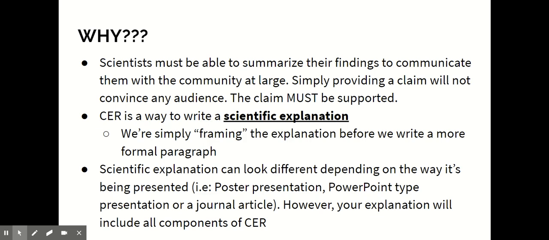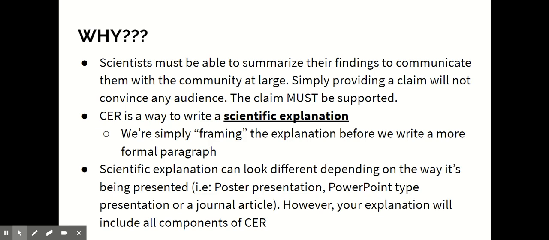Now, in the scientific community, when you move on, you could be presenting your CER in the form of a poster presentation, which is what a lot of postdocs or doctoral students do. They present at science conventions. You could present in a PowerPoint. I might be teaching you something and I'm giving you a claim, and then I'm giving you evidence and reasoning to support that claim. Another way that you could be presenting that is in a journal article.